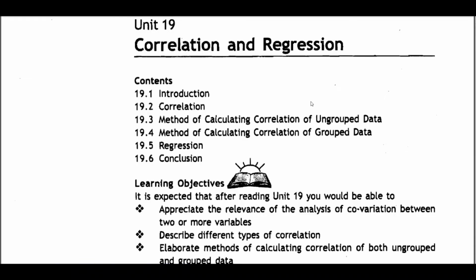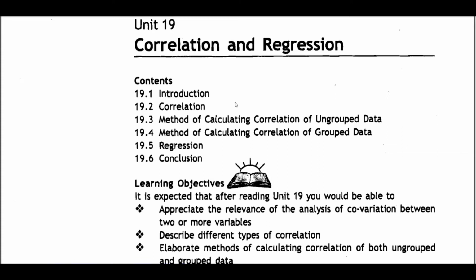We will read Unit 19 today. So what is correlation and regression? That is the chapter, that is the unit. Unit 19, correlation and regression. So now we will look at the contents, okay.